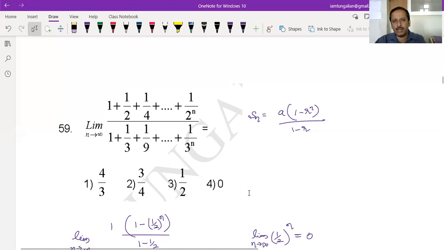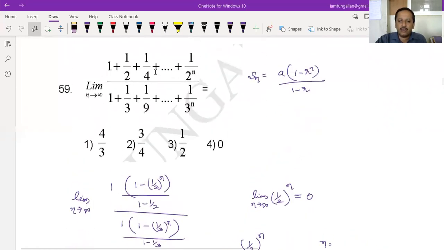Look at the numerator, 1 plus 1 by 2 plus 1 by 4, etc., up to 1 by 2 power n. So it is in GP. Sum to n terms of a GP is given by a into 1 minus r power n divided by 1 minus r. That is a formula, you know. So that formula is here. Here in the numerator, a is 1, the first term is 1. R, the common ratio, is 1 by 2.